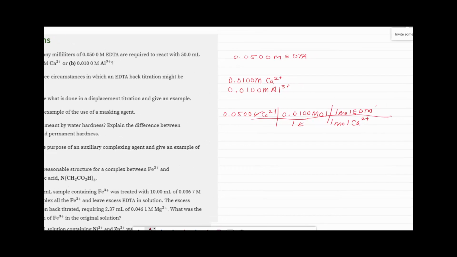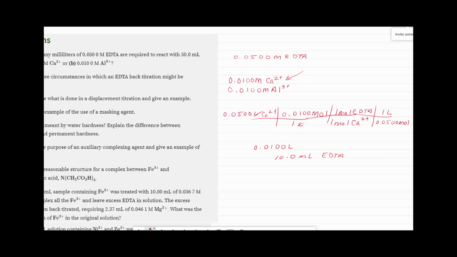And the molarity of my EDTA is 0.0500 moles per liter. That would give me, if we run these numbers, 0.05 times 0.01 divided by 0.05, then we would have 0.01 liters or 10 milliliters of this EDTA solution to react with 50 milliliters of this calcium solution.